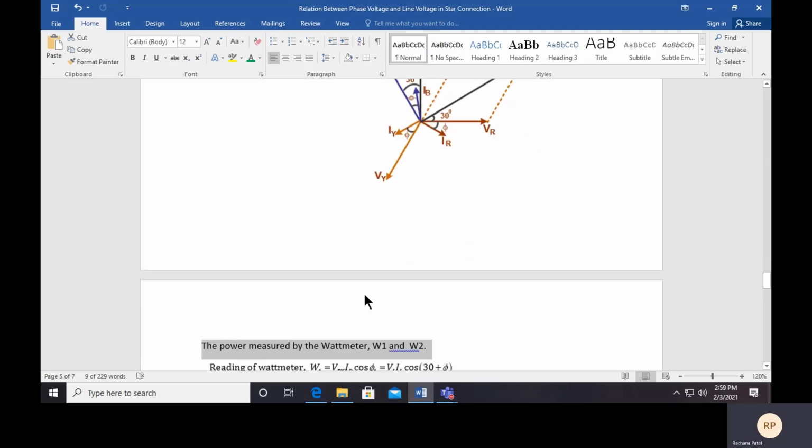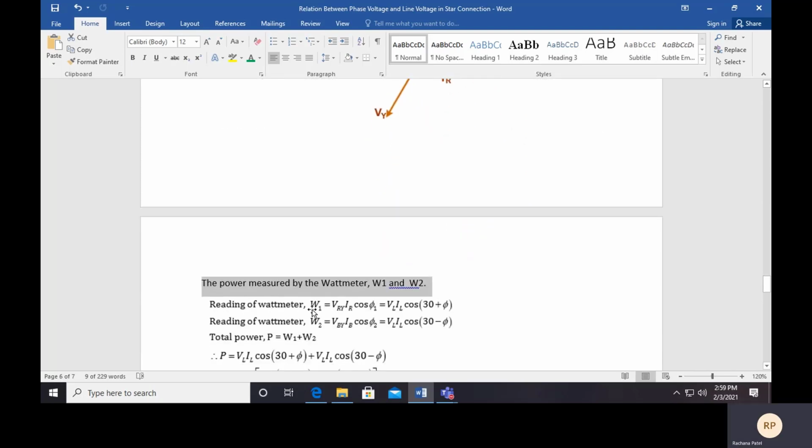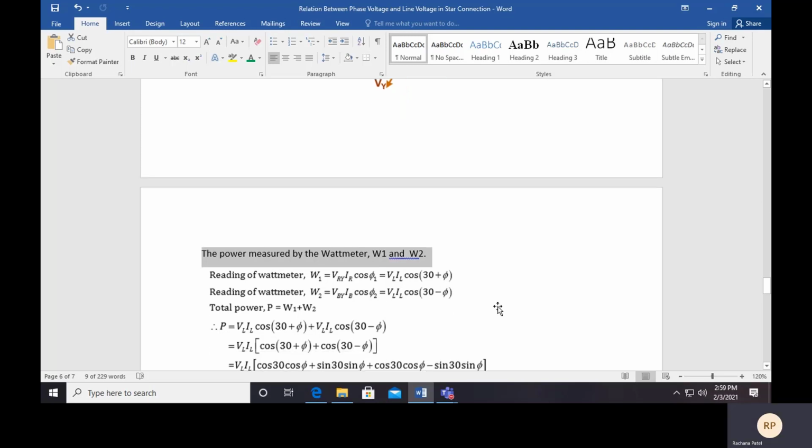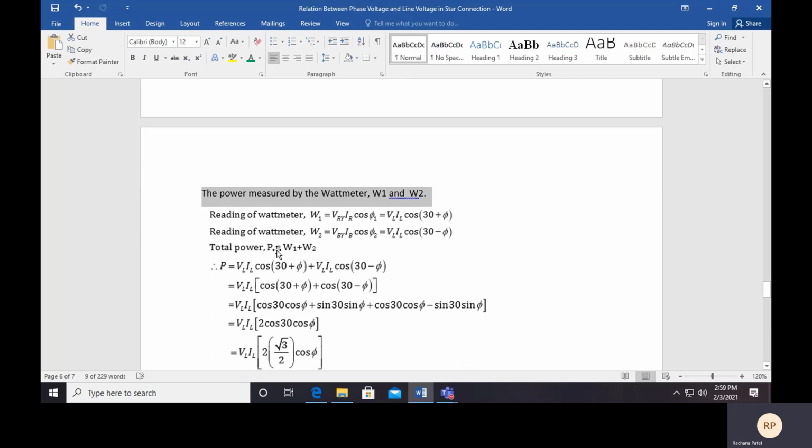This observation will further help to represent reading of W1 and W2 by the mathematical presentation. So here it is: 30 plus phi and 30 minus phi from the phasor we have just discussed. As per theory, total power is W1 plus W2. We also know that on the other side, power for the three phase is root 3 VL IL cos phi.